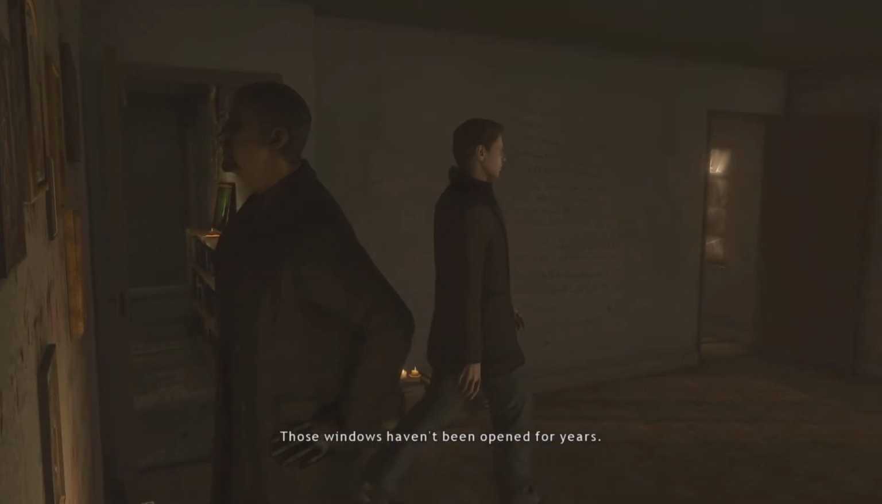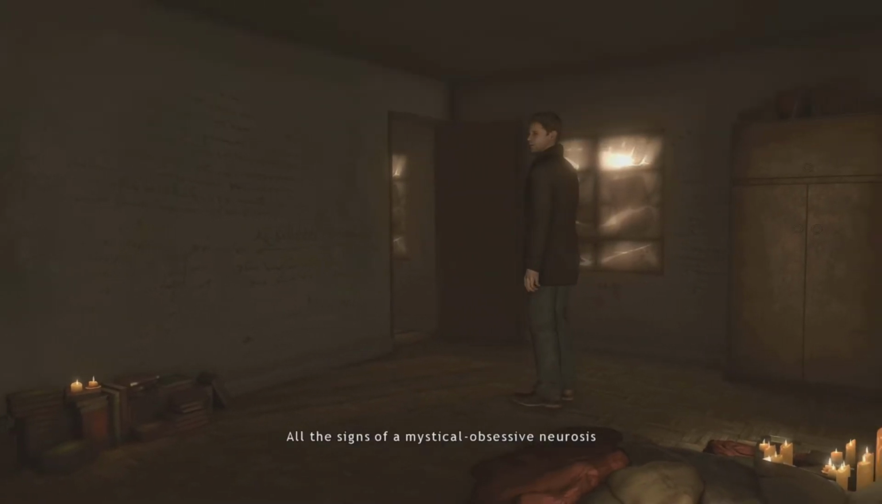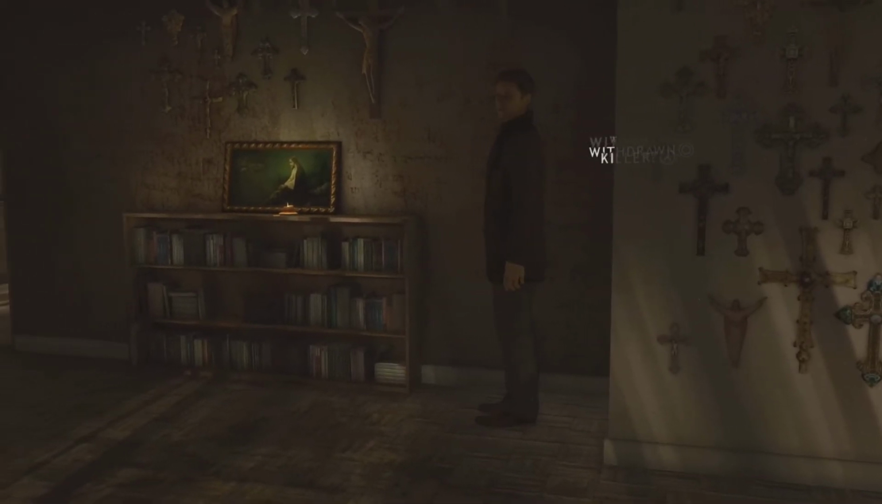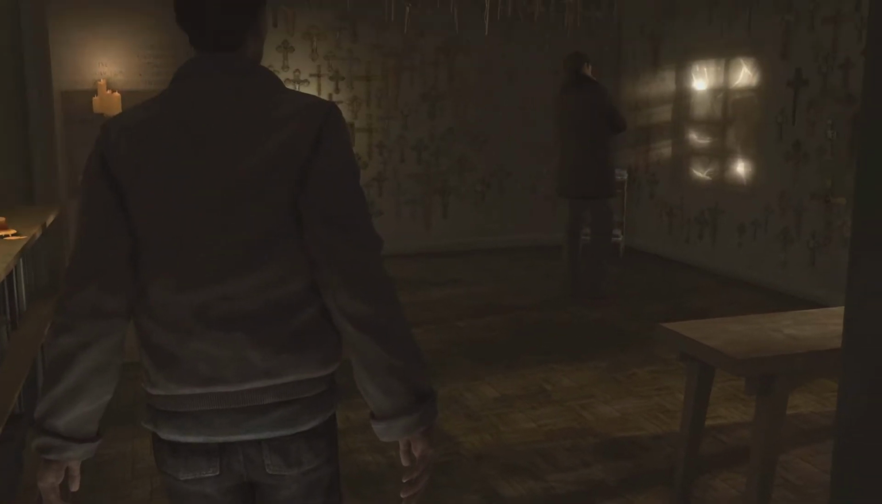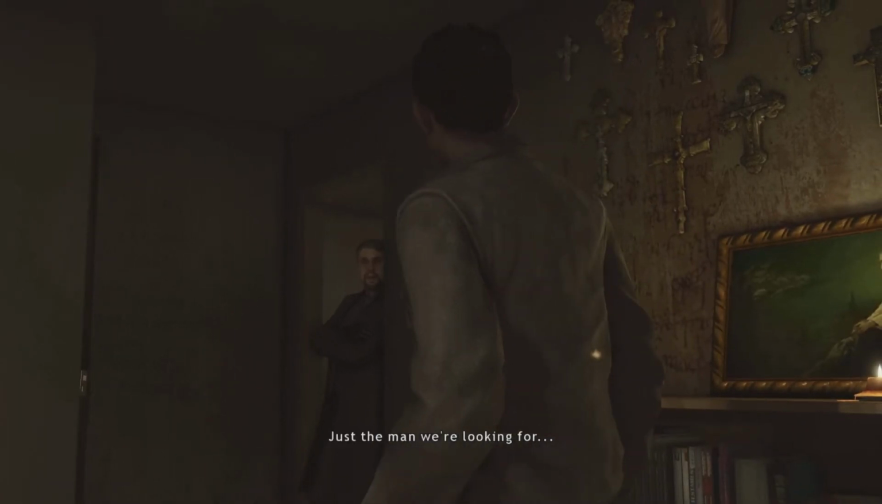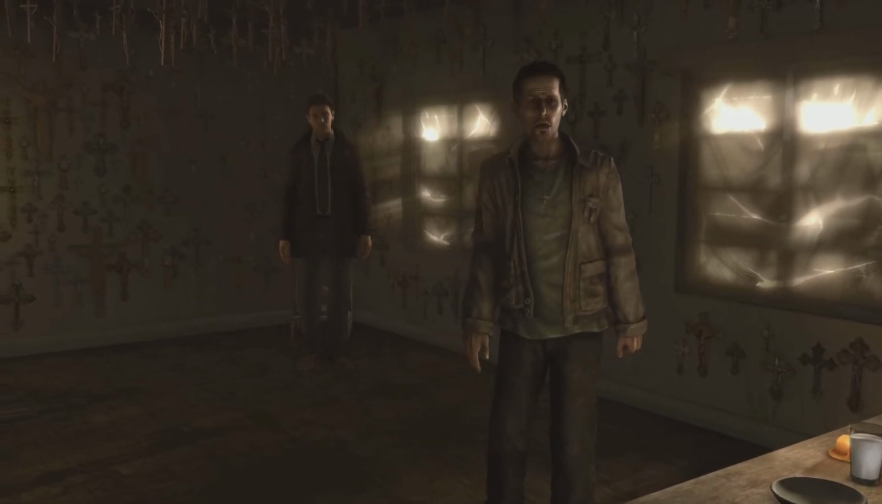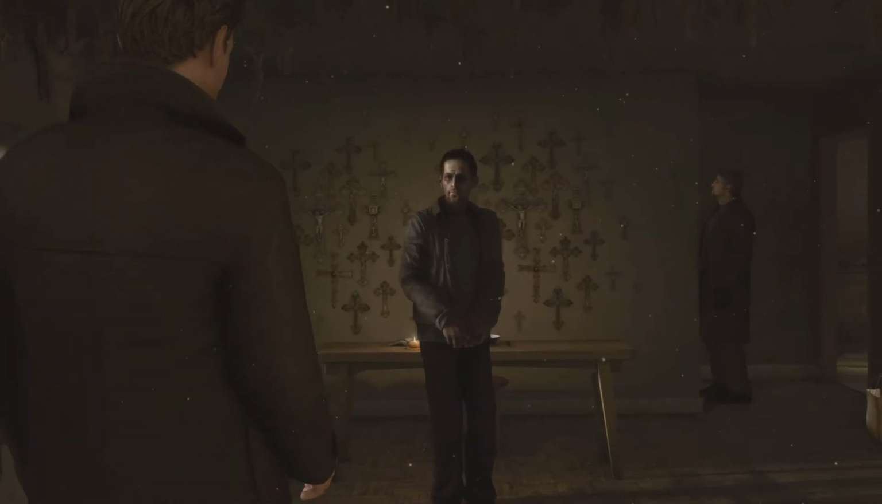It's stifling in here. Those windows haven't been opened in years. All the signs of a mystical obsessive neurosis compounded by a persecution complex. The guy's taking a break from reality, holed up here in this crazy apartment. Good timing, Nathaniel. Just the man we're looking for. Angels and ministers of grace defend us. I'm Agent Norman Jaden, FBI. I'd like to ask you a few questions.